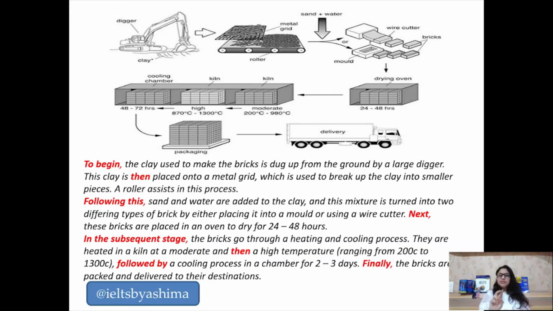Okay, next these bricks are placed into an oven to dry. होने के लिए अब oven में इसको shift कर दिया जाता है for 24 hours to 48 hours. अब 24 को आप 1 to 2 days भी लिख सकते हो. Fine. In the subsequent stage, the bricks go through a heating and a cooling process. They are heated in the kiln at the moderate and then at the high temperature. Followed by time connector, by a cooling process in the chamber for 2 to 3 days.